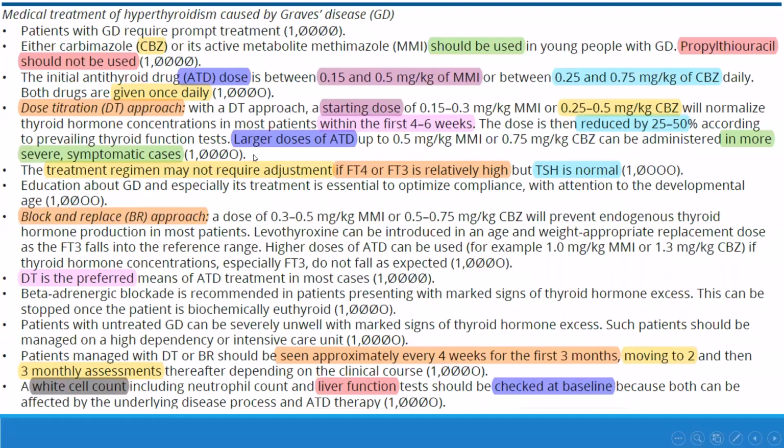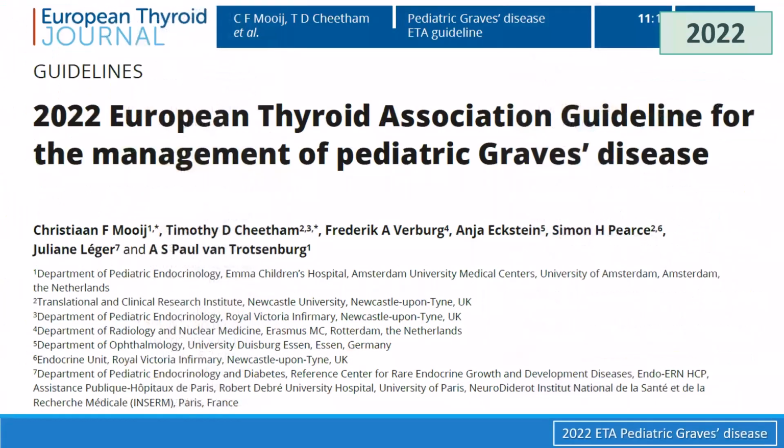TSH receptor antibody is usually present for about 1 year or more after radioactive iodine ablation, or even after starting antithyroid drug. But after surgery, most of it is weaned rapidly. So I will cover the management of pediatric Graves' disease guidelines published by the European Thyroid Association in 2022.